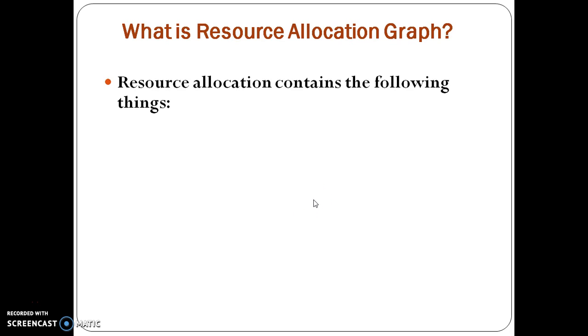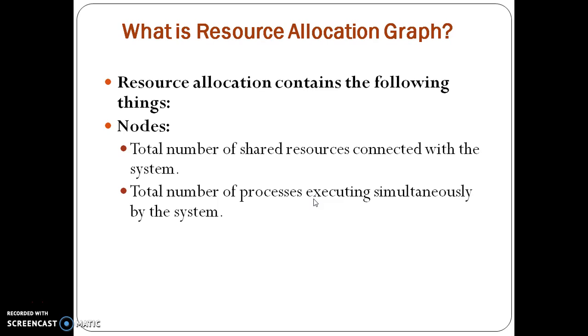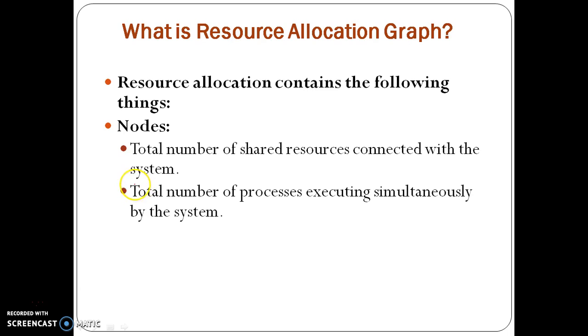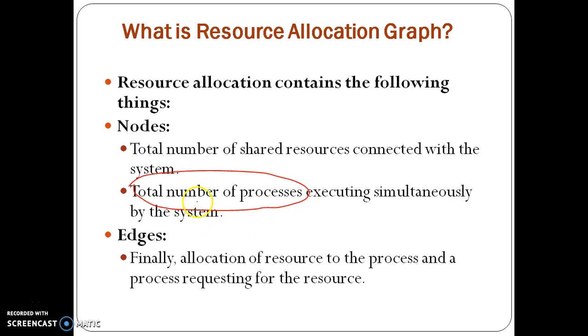A resource allocation graph will contain the following nodes: the total number of shared resources which are connected with a system, and the total number of processes which are executing simultaneously by the system. And there are edges which show the allocation of resources to the process, as well as the processes which are requesting more resources for the execution.